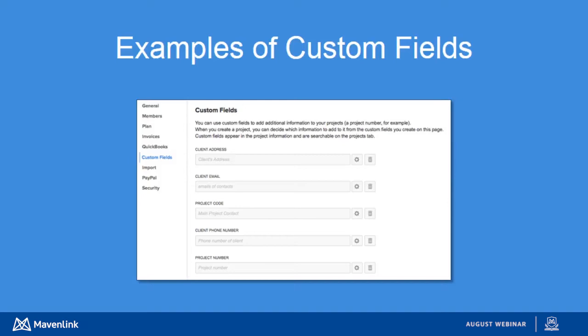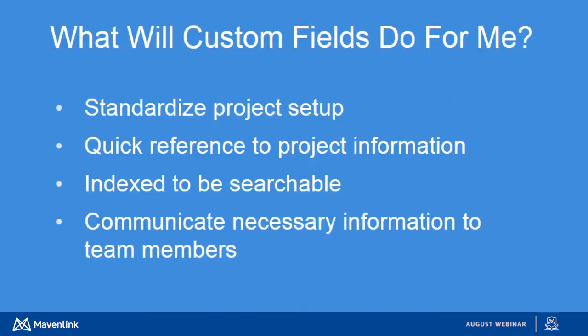That's great. That's perfect. Well, the other thing it's going to do for you is it's now going to help you standardize your project setup. Your team members now know exactly the information that is required of them and that they need to populate. They can quickly reference that information, and don't forget, in the project list, it's searchable, so it's indexed to be searched. And you're also communicating that necessary information not only to the team members in the project, but potentially across your organization as well. I love this. This is definitely going to work for my projects. I know that you're excited about it. I know, and the fact that they're searchable, I think that's awesome.